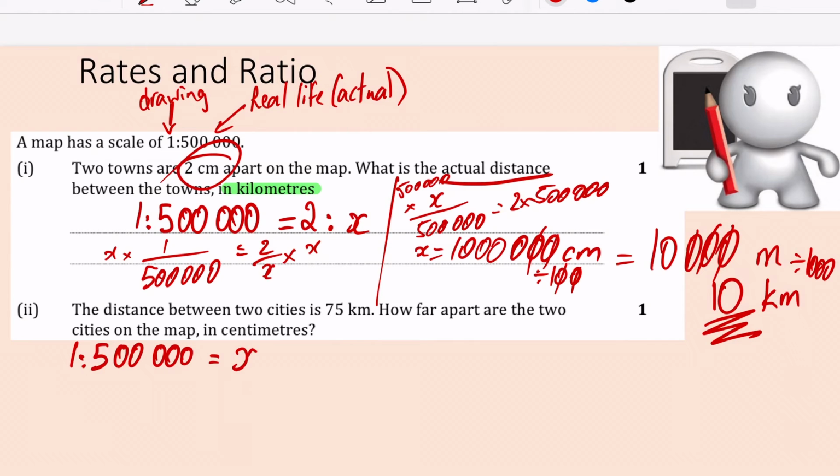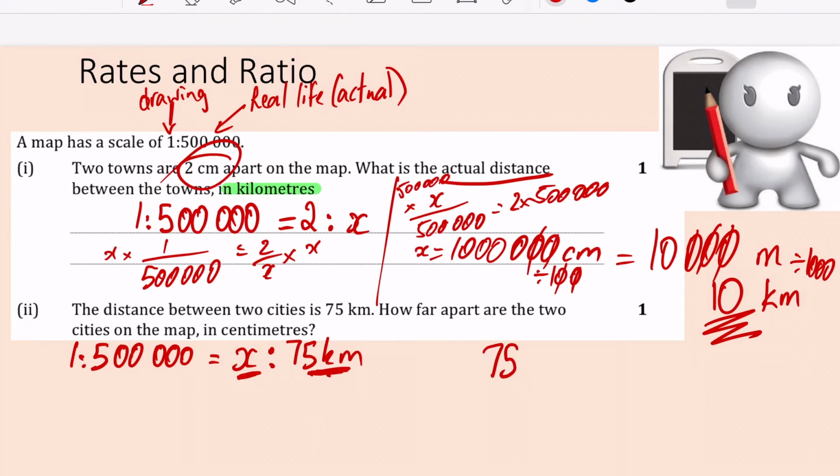So we're after the distance on the drawing or on the map, so x, so that's the first number, okay? Back to what I explained right at the beginning. And that's 75 kilometers, right? However, we can't proceed, right? Because the distance on the map is in centimeters, where the actual distance is in kilometers. So we need to change this to centimeters, right?